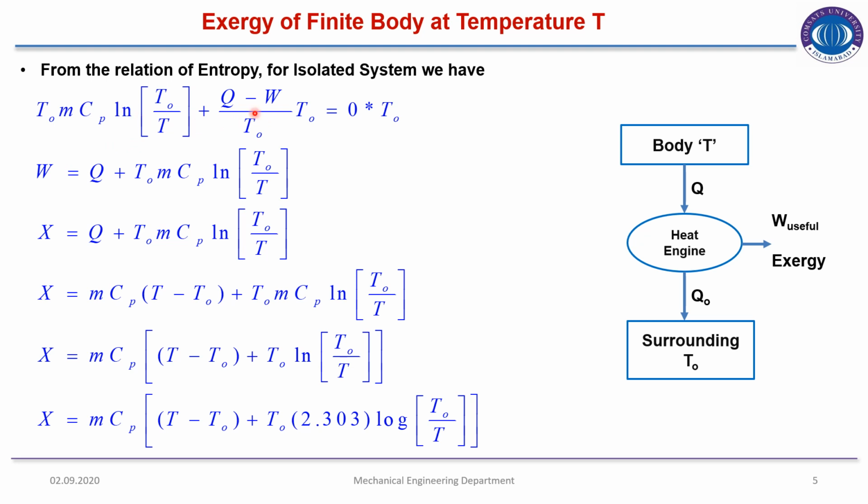So that is the last step on the previous slide. We have multiplied both sides with the T naught term. Now if we take the W term on the left hand side and all other terms on the right hand side, then W is equal to Q plus T naught mCp natural log T naught over T.